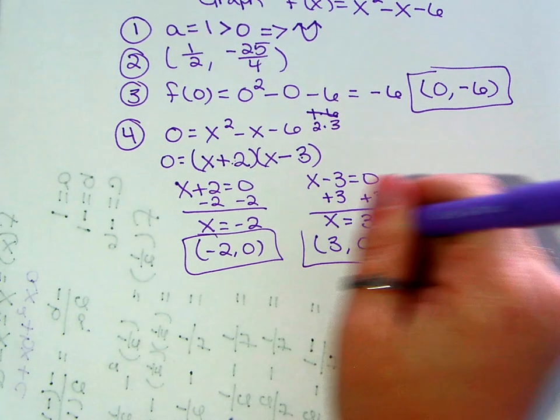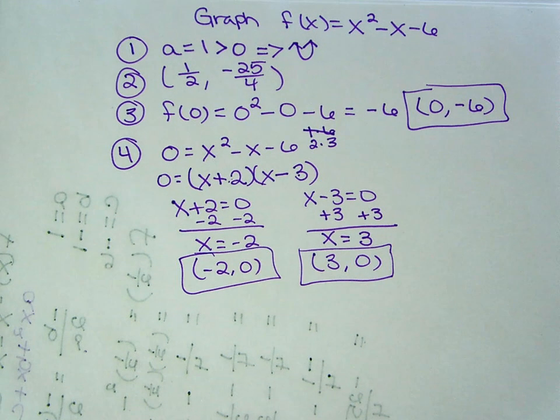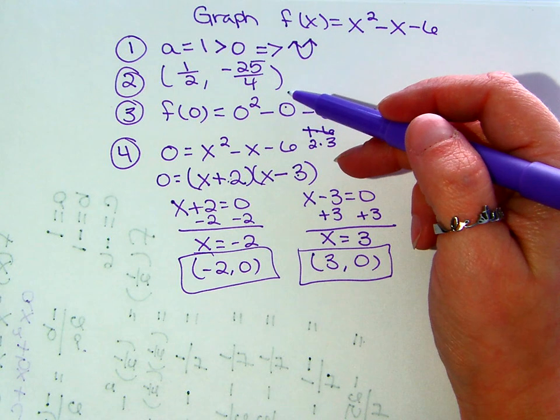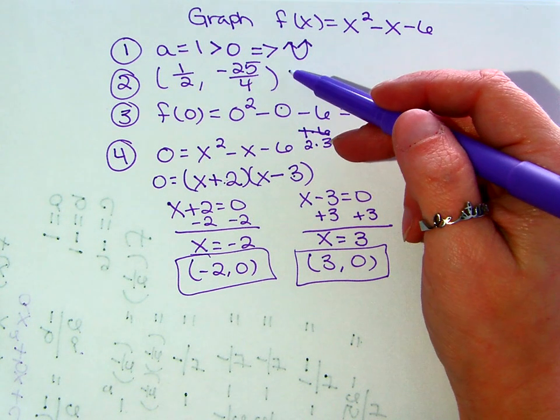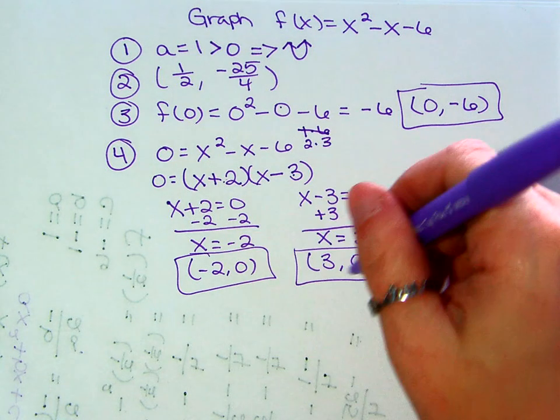And I'm going to cheat a little bit just because the graph that I have on my paper is going to be a lot nicer than the one I throw up here in just a second. So I've done all the steps. Step number 5 is graph. I know I have to have an upward facing parabola. I know the vertex, or the lowest point of this, happens at 1/2, negative 25 fourths. I have a y-intercept and 2 x-intercepts. Those are all the pieces that I have. And so I graph all those pieces.